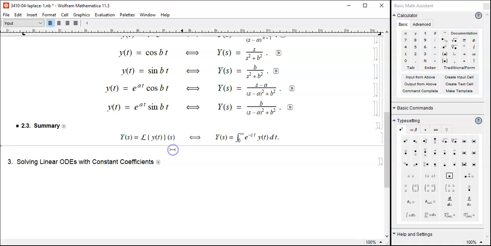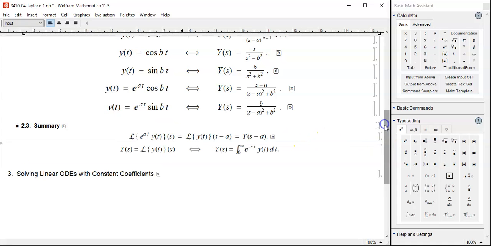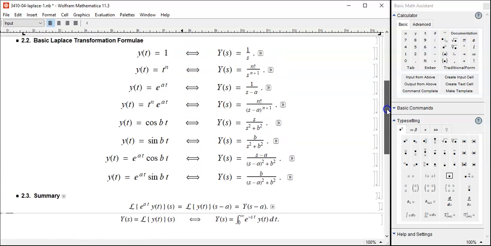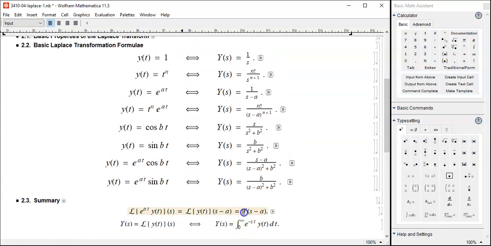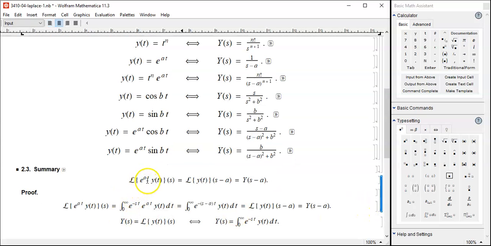Let's copy it here, even above the definition. Here's a reminder. How did you prove it? Well, we multiply the exponential times the original function, and then this exponential was inside this Laplace transformation, and then this exponential on the other hand came from the definition.